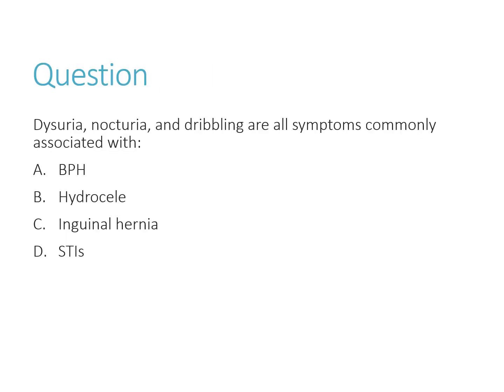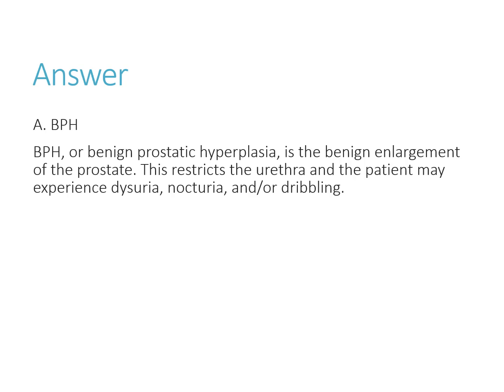Dysuria, nocturia, and dribbling are all symptoms commonly associated with A, BPH, B, hydrocele, C, inguinal hernias, or D, STIs. The answer is A, BPH. BPH, or benign prostatic hyperplasia, is a benign enlargement of the prostate. This restricts the urethra and the patient may experience dysuria, nocturia, and/or dribbling.